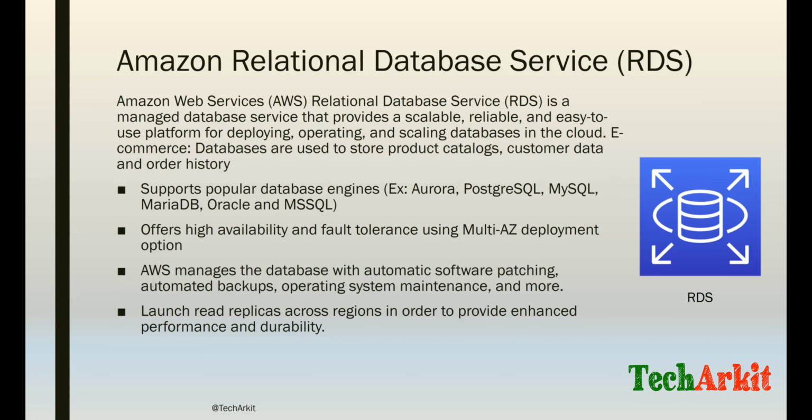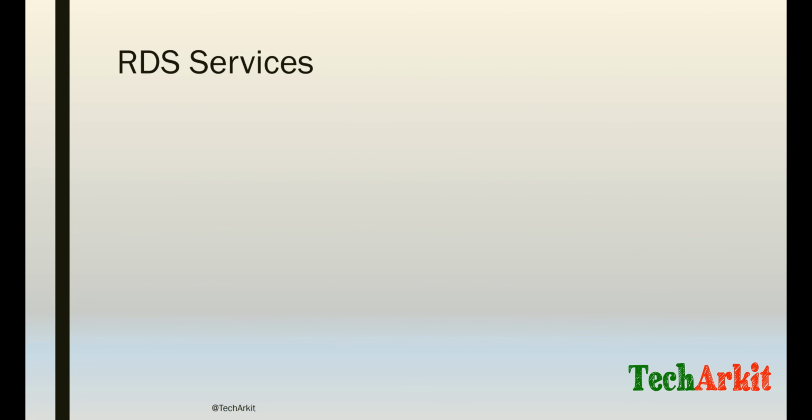Launch read replicas across regions in order to provide enhanced performance and durability. So read replicas are read-only copies. Example, say that you have a database and you have a read-only copy. If you want to run any reports, you don't need to run them on the production database. So the read replicas will be available on the database, which is an exact clone of your production database. You can use these read replicas to run reports or any high workloads on them, so your production performance won't be affected. So that's another thing the RDS service will provide.